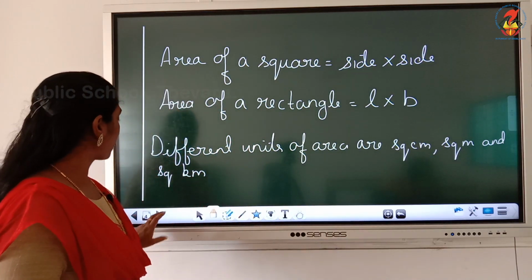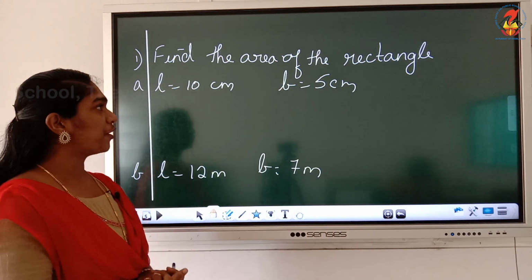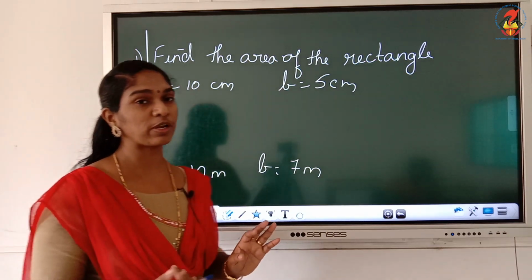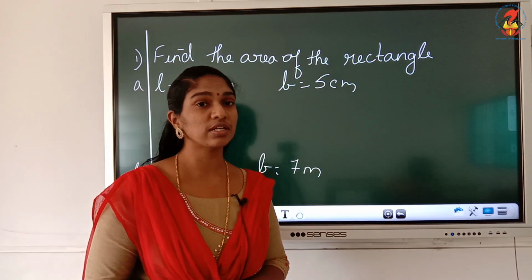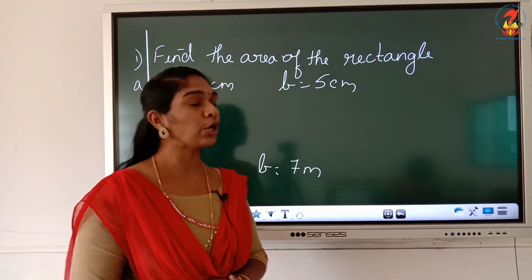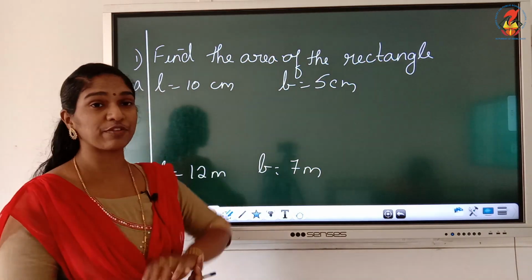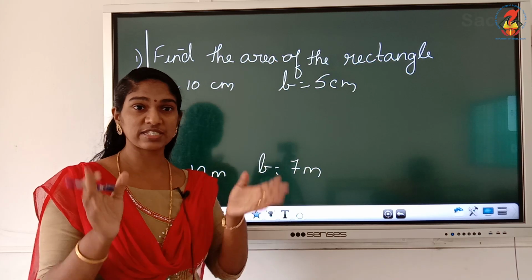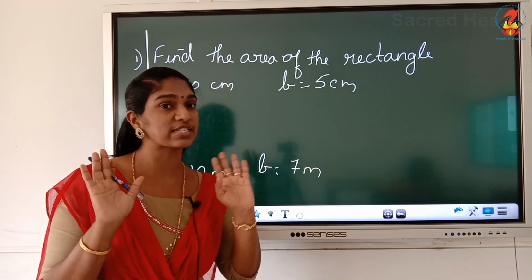Okay. Now, first question, find the area of the rectangle. What was the formula for finding area of the rectangle, children? Yes, length into breadth. Here the length and breadth is given to you. From that itself it is understood it is a rectangle.